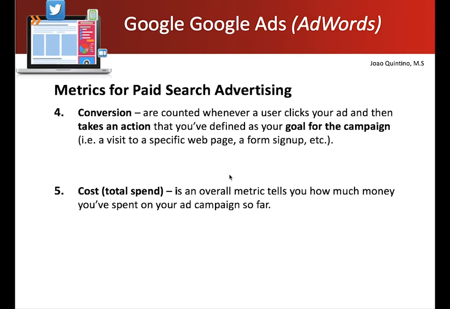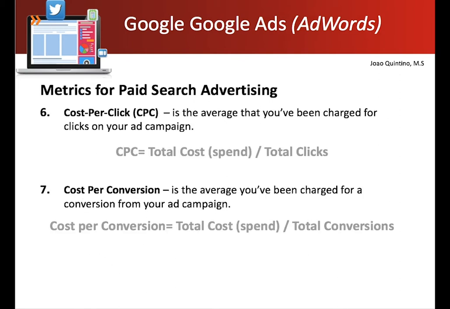They are counted whenever a user clicks on your ad and then takes an action that you have defined as your goal for the campaign. That can be a visit to a specific page on your website, a form sign up, a lead that you generate, and so on. Cost, or total spend, is the overall cost of your campaign. It's how much money you have spent on that campaign over a period of time.